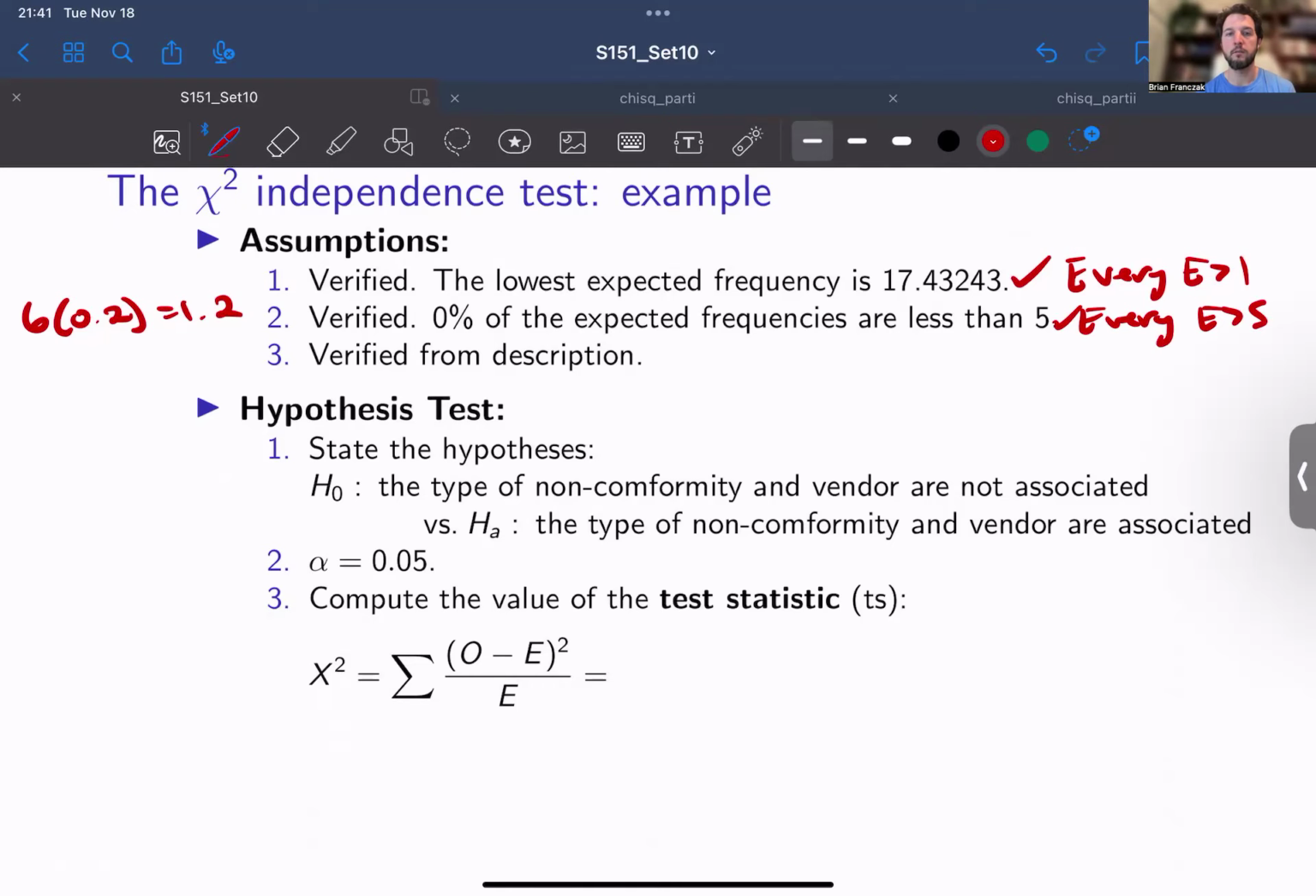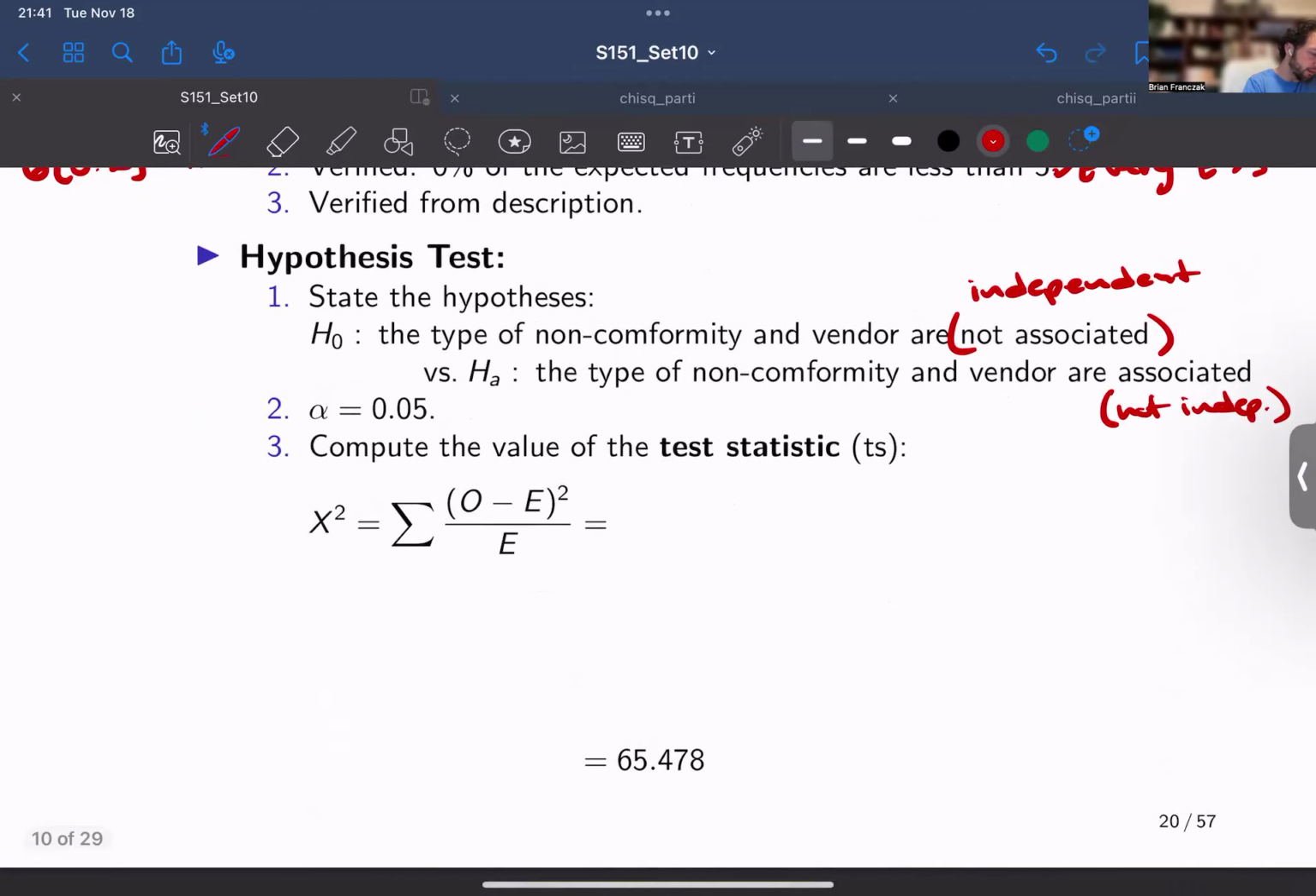So now we can start the test. Again, the test is independence versus lack of independence. So we would have independence between the nonconformity and vendor versus lack of independence between the nonconformity and vendor. Again, I've written those as not associated versus associated, but it's perfectly valid to write this as independent versus not independent. It means the same thing. Step 2, give the significance level, sorry. And then step 3, compute the test statistic.